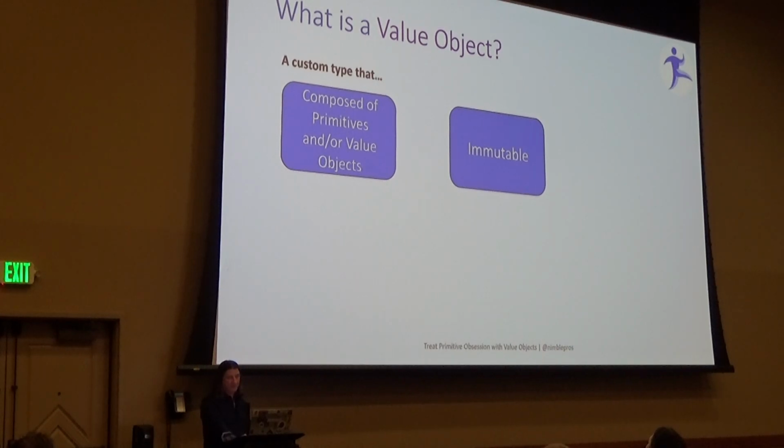They should be immutable, and there are good reasons for this, right? You want to be able to trust that when you get a value object as an input into your method, that it is valid, right? That's the whole idea. That's the whole value proposition for a value object.